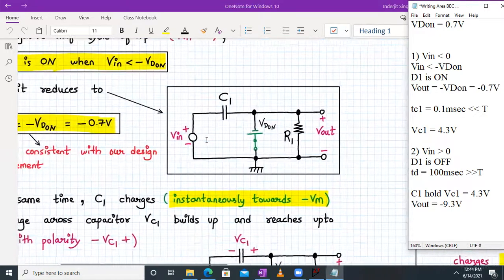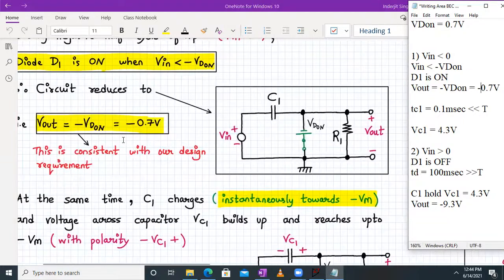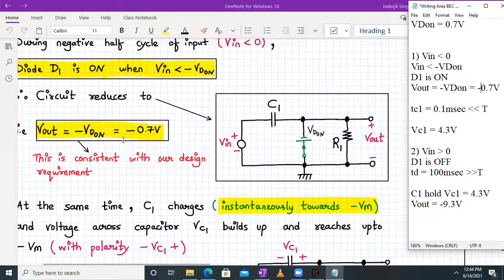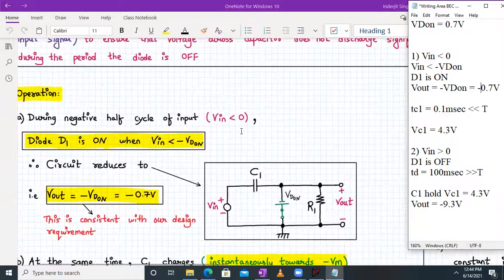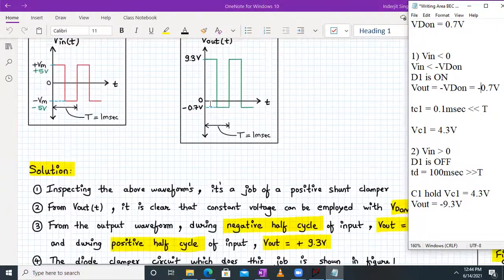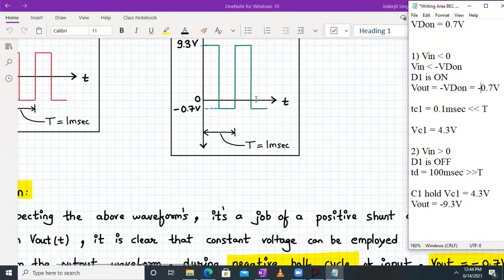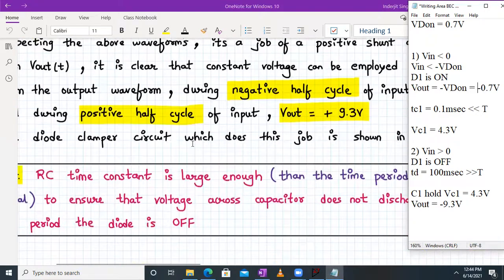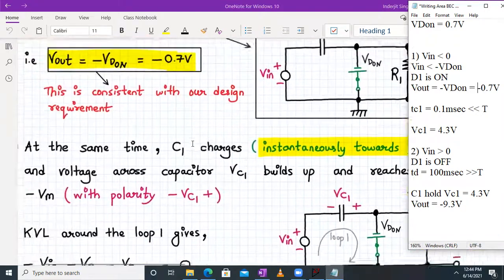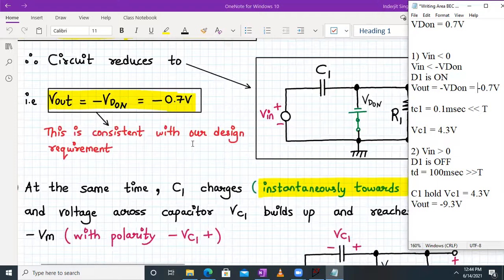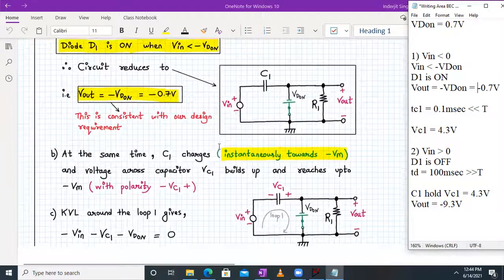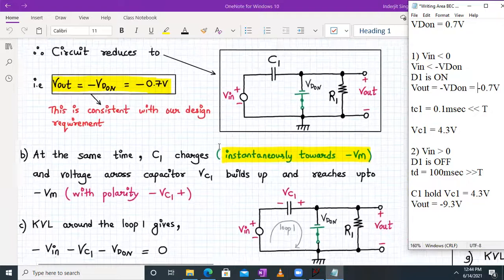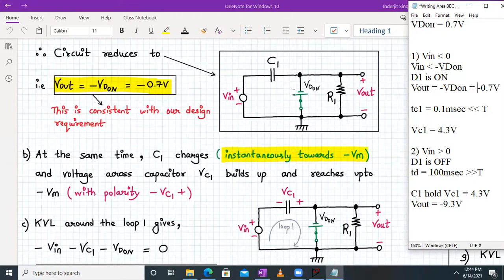Fine. So that is what we want for our design requirement, right? This is consistent with our design requirement that in a negative half cycle the output should be -0.7, and we are getting around -0.7. So during the negative half cycle output is -0.7, but at the same time capacitor C1 instantaneously charges towards minus Vm, because it is a negative half cycle. It will charge towards minus Vm value.